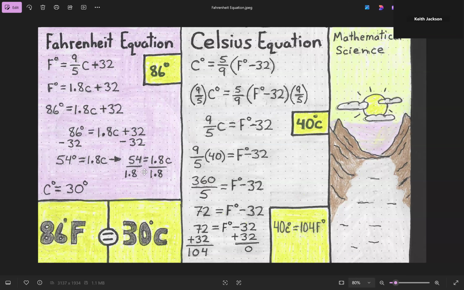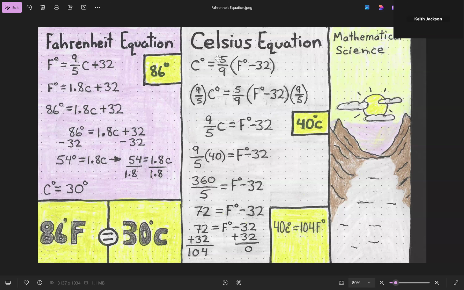We're going to divide both sides by 1.8. And when we do that, these right here will cancel out. 1.8 divided by 1.8 will give me 1C, or just C. And 54 divided by 1.8 will give me 30 degrees Celsius. And here's the interesting thing: that's how you can convert from Fahrenheit to Celsius. You will know that 86 degrees Fahrenheit is equal to 30 degrees Celsius. And 30 degrees Celsius is actually a pretty warm day.